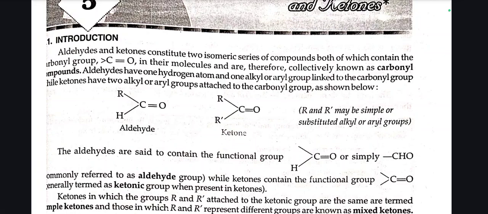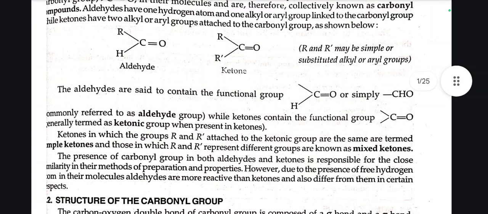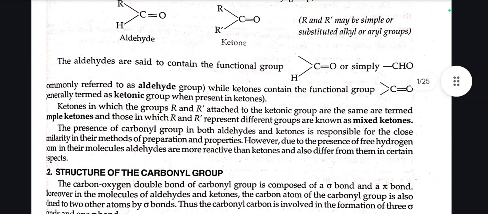Aldehydes have one hydrogen atom and one alkyl or aryl group linked to the carbonyl group, while ketones have two alkyl or aryl groups attached to the carbonyl group, as shown below. The aldehydes are said to contain the functional group C=O with H, simply CHO, commonly referred to as the aldehyde group, while ketones contain the functional group C=O, generally termed the ketonic group when present in ketones.